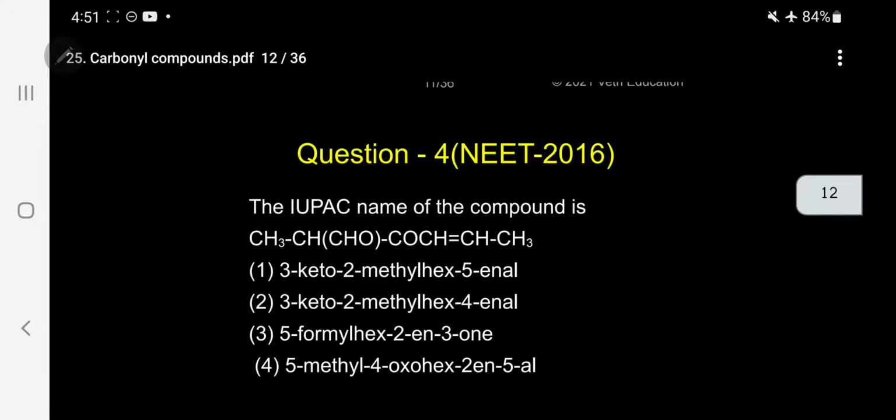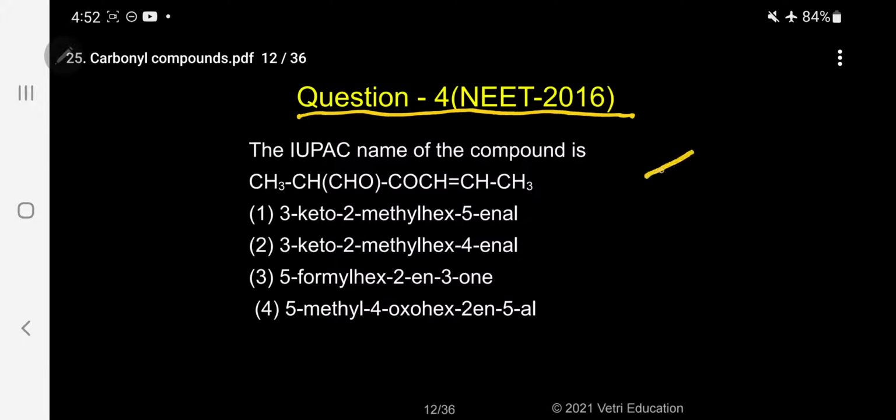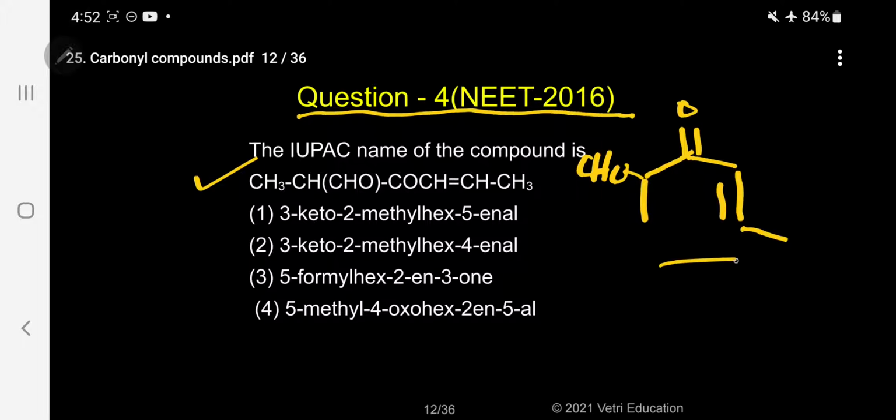Okay, next question, question number 4. This question was asked in NEET 2016. The IUPAC name of the compound: the original structure was written in the question paper like this. Kindly follow. Since I could not draw that, I am writing it in open chain form. So this is the actual structure given in the original question paper.